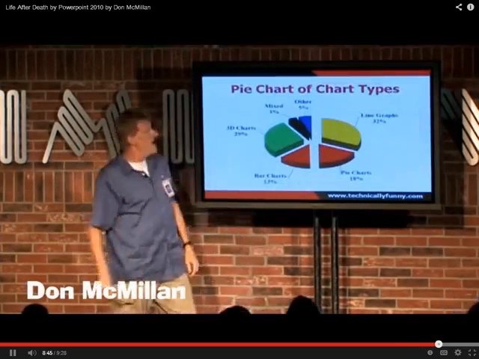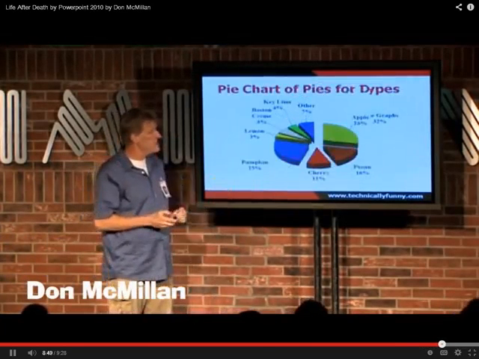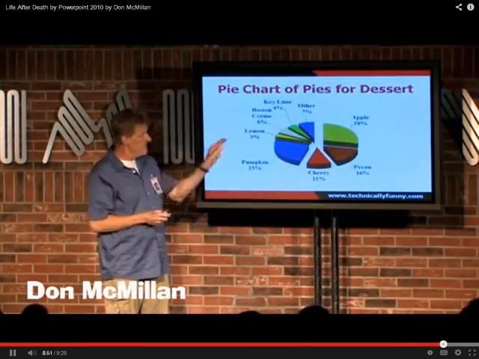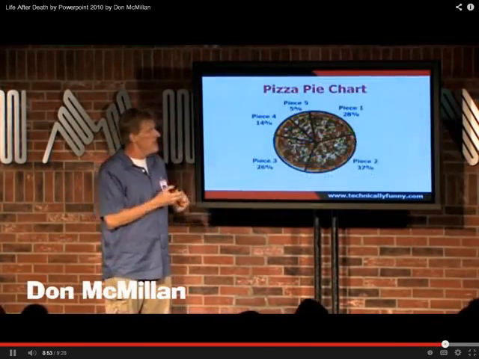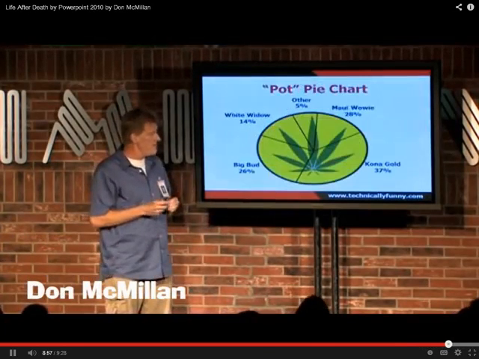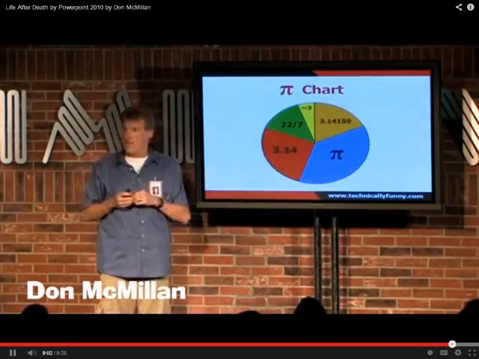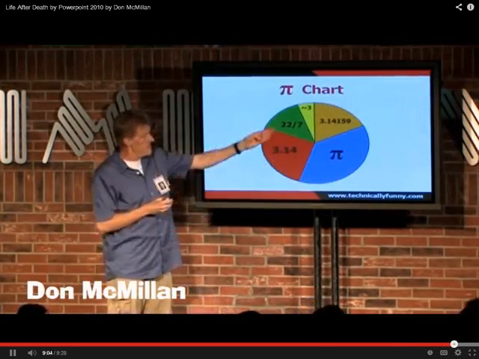Back to the charts again. Here's a pie chart of chart types, 3D charts, bar charts, pie charts. Here's a pie chart of pies for dessert, lemon, pumpkin, cherry, pecan, apple. Here's a pizza pie chart. Here's your pot pie chart. There's a better pot pie chart. Here's a pie chart with values of pi for the nerds out there. You have 3.14159, 22/7, 3.14, and pi itself.